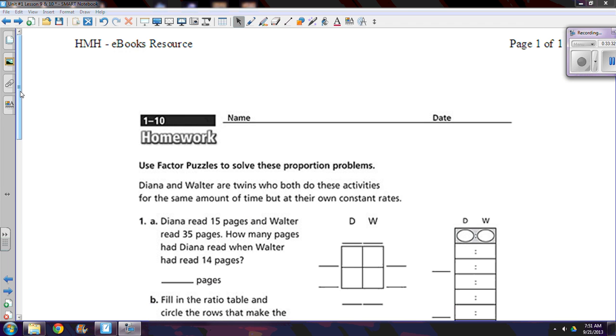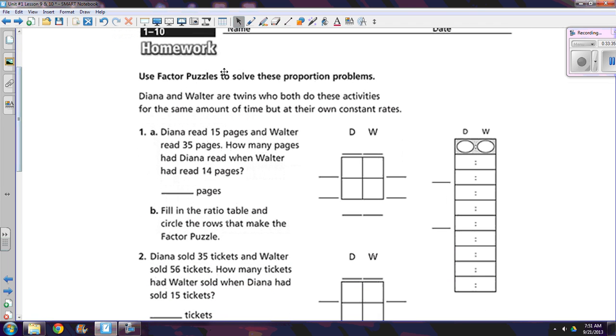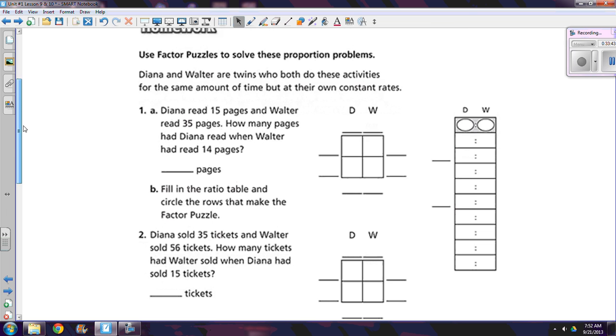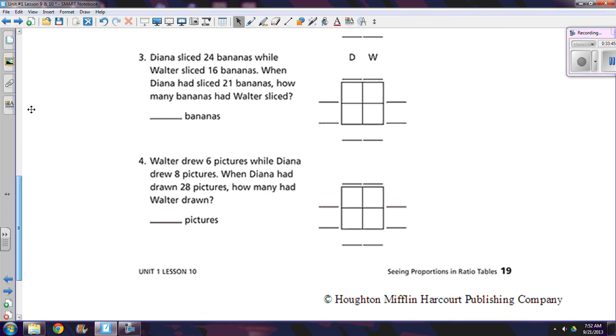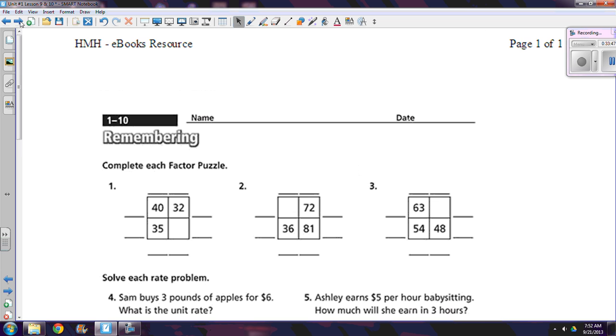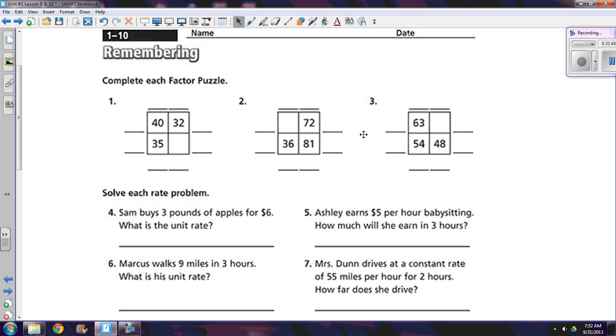So for the second part of your classwork, you'll have the homework. You can see here on 110, they're going to want you to make a factor puzzle, and they are also going to want you to make a ratio table. And you'll have 1, 2, 3, 4, and 5. On the remembering, more factor puzzles, and then solve each rate problem. Just basically more of the same of what we've been doing.